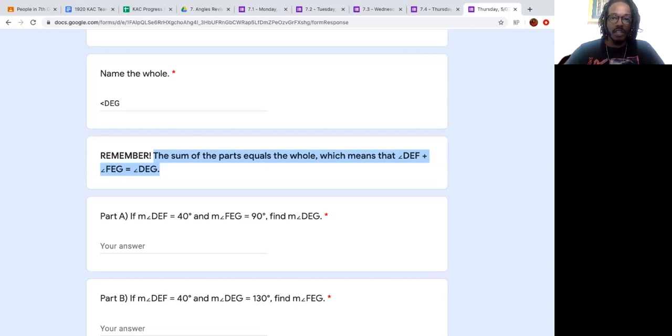All of the examples that you're going to see after this page are going to be set up just like that. So make sure you're taking your time and putting forth your best effort.